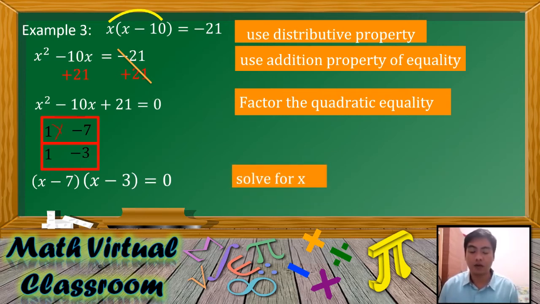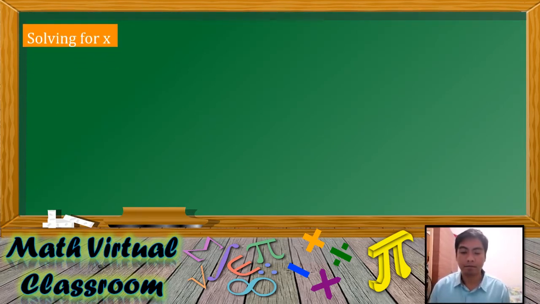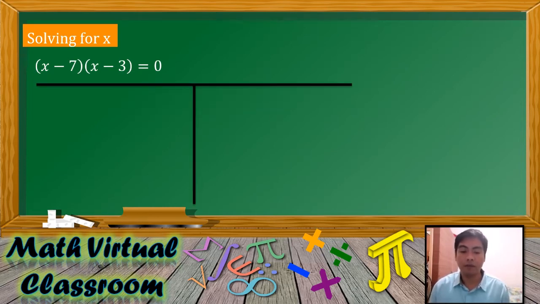Let us now solve for x. By zero factor property, let us first have x minus 7 equals 0. So we have to isolate x. So we add 7 on both sides of the equation. Negative 7 plus 7 is 0 because they are inverses. 0 plus 7 is 7. Therefore, your x is equal to 7.